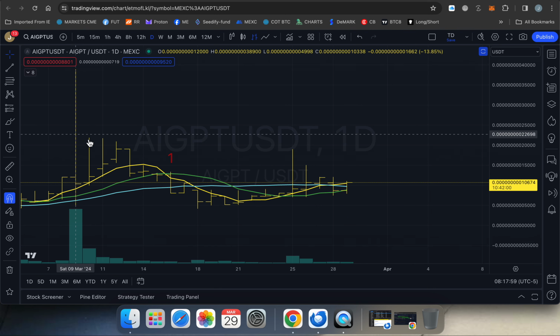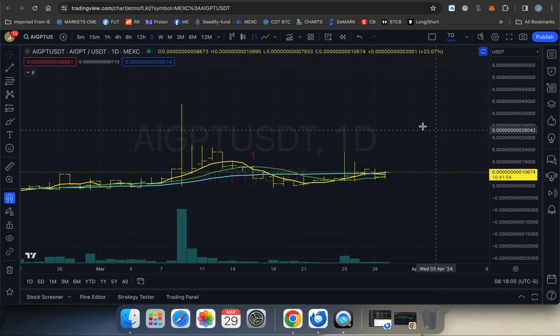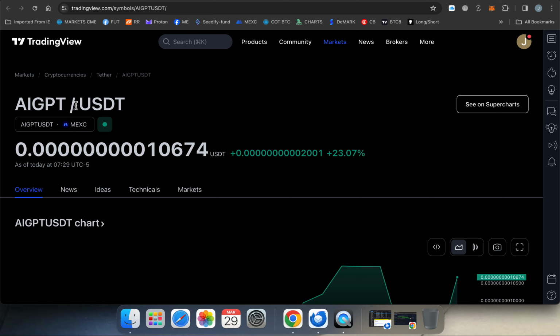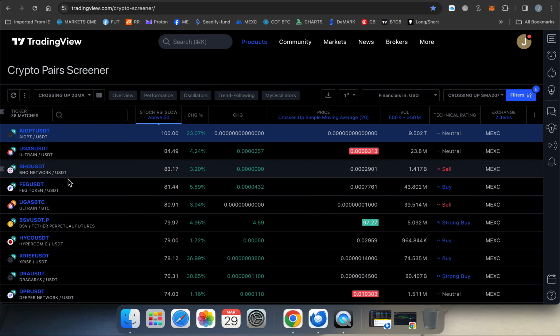You get one of these. They call this a God candle. You get one of these spikes right here, just sell half, take a profit. But there's no guarantee.